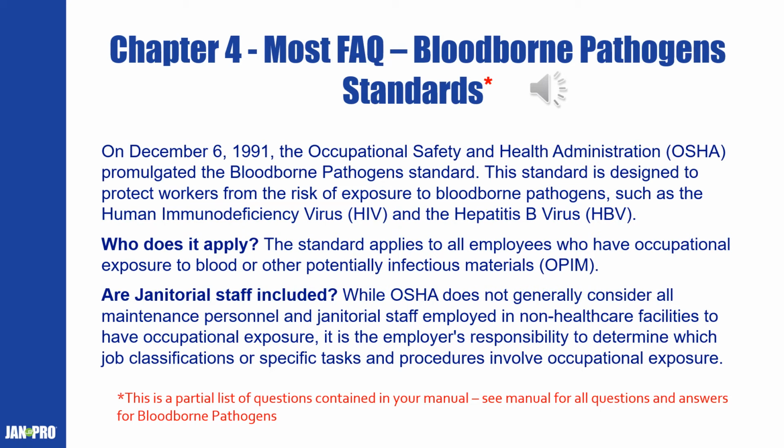First and foremost, on December 6, 1991, the Occupational Safety and Health Administration, which we call OSHA, promulgated or created the bloodborne pathogen standard. The standard is designed to protect workers from the risk of exposures to bloodborne pathogens, such as HIV and hepatitis B. Who does it apply to? It applies to all employees who have occupational exposure to blood or other potentially infectious materials. I'll talk a little bit more about that in a second.